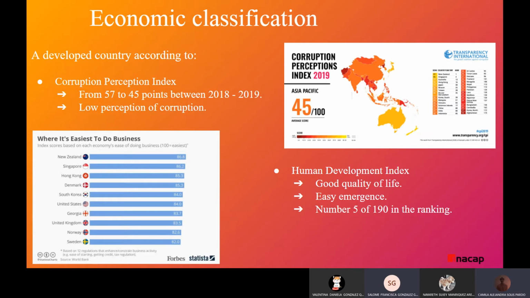Well, in fact, South Korea is ranked, as we can see in the second graphic, number 5 out of a total of 190 countries in the Doing Business ranking. This ranking measures the ease of doing business in a nation. And since this index measures three important points in a country, we can say South Korea complies with the three of them, which are quality of life, health, and knowledge such as literacy.